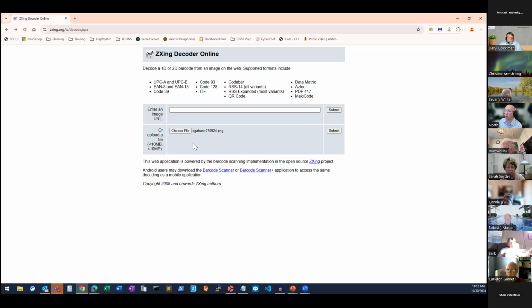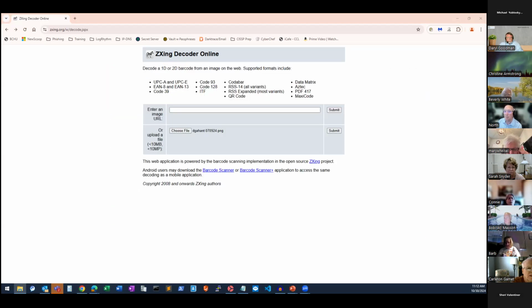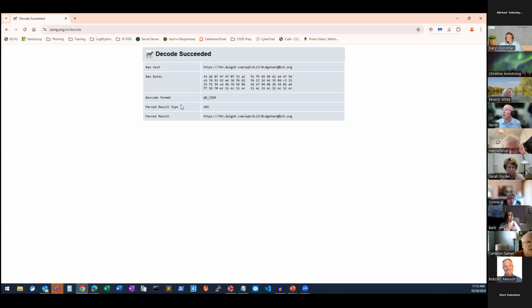So I want to show you this real quick because I just uploaded a QR code. Let me show you what I do. Now, I'm a security professional that does this all the live long day, so I grab these malicious QR codes for training. What I did is I just uploaded one, then you hit submit. What it does is it tells you exactly where it's going. So I can see right here that this is going to dulge9.com, and it gives me all the information I need about it.